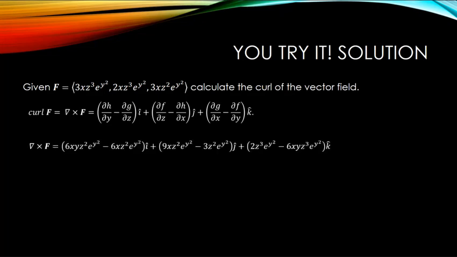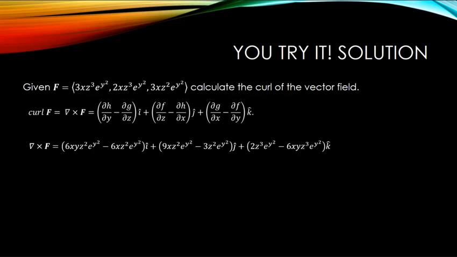Del cross F therefore becomes the quantity 6xyz squared e to the y squared minus 6xz squared e to the y squared in the i hat direction, plus 9xz squared e to the y squared minus 3z squared e to the y squared in the j hat direction, plus 2z cubed e to the y squared minus 6xyz cubed e to the y squared in the k hat direction.